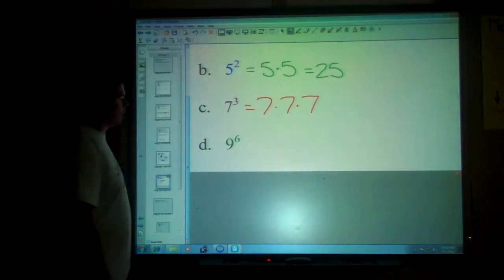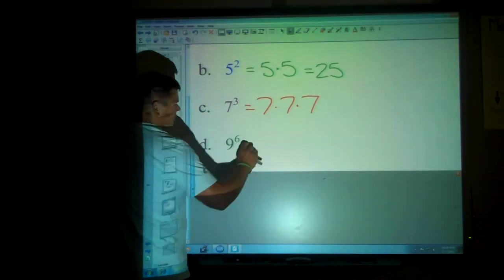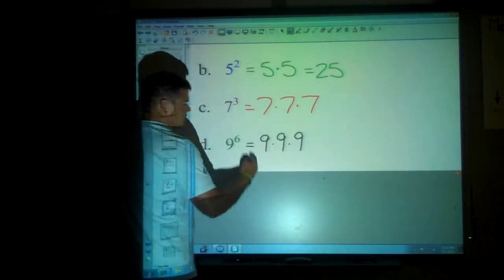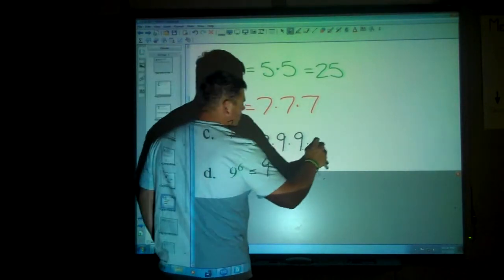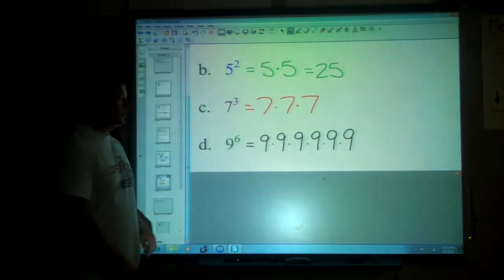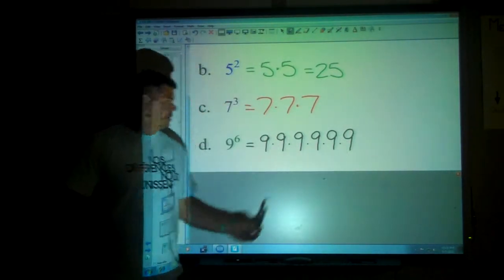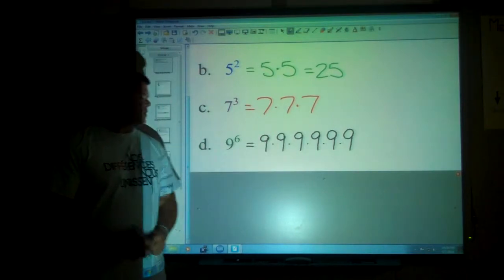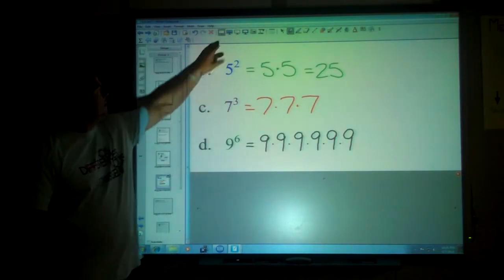9 to the sixth power. So that's going to be 9, 9, 9. That's only 3 of the 6. 9, 9, 9. We have now expressed this power in terms of the base numbers being multiplied out.